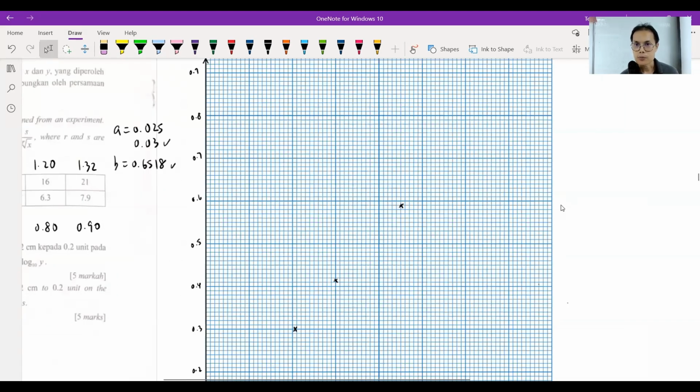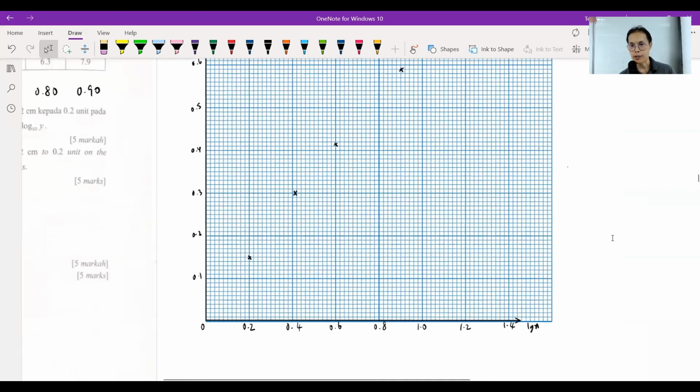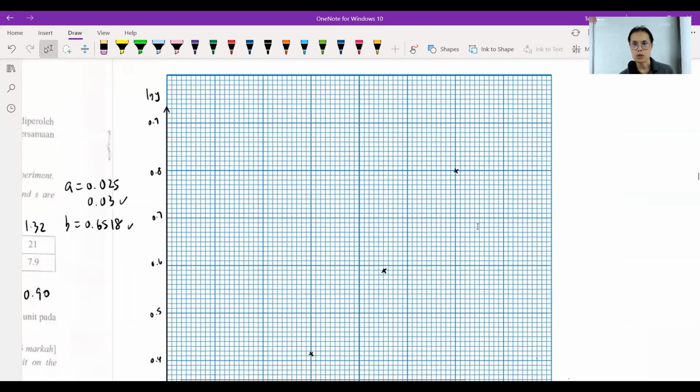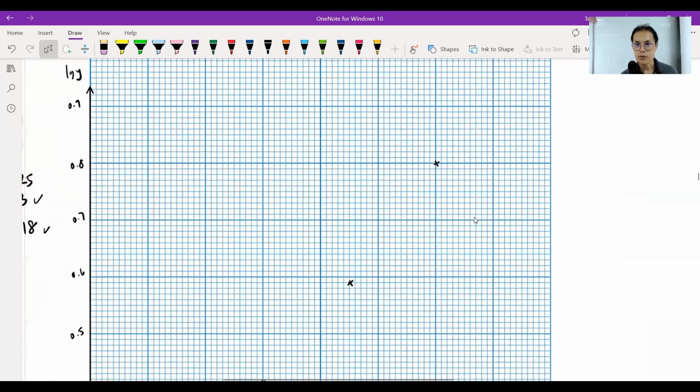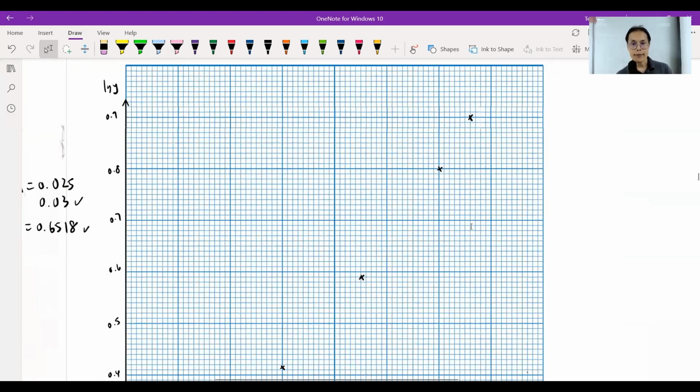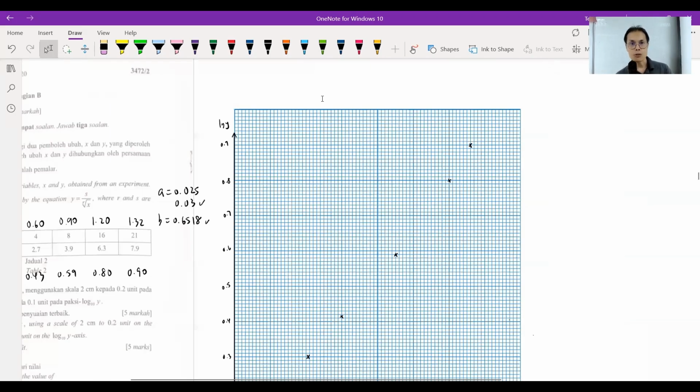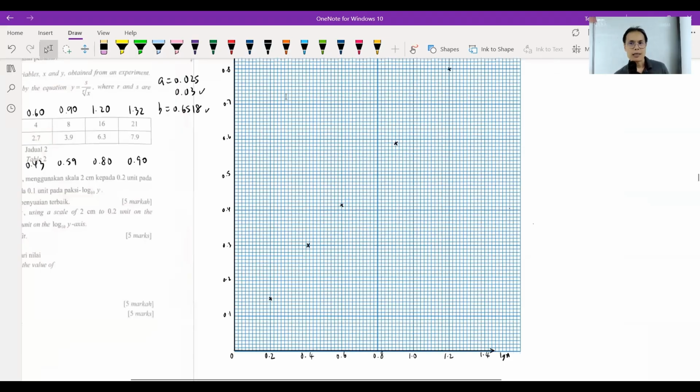1.2, 0.8 around here. And 1.32, 0.90. 1.32 is further to the right, a little bit here. Okay, so now the thing is, I know my y-intercept already in advance. It's around 0.25 or 0.3, up to you. I think I can just take 0.3.